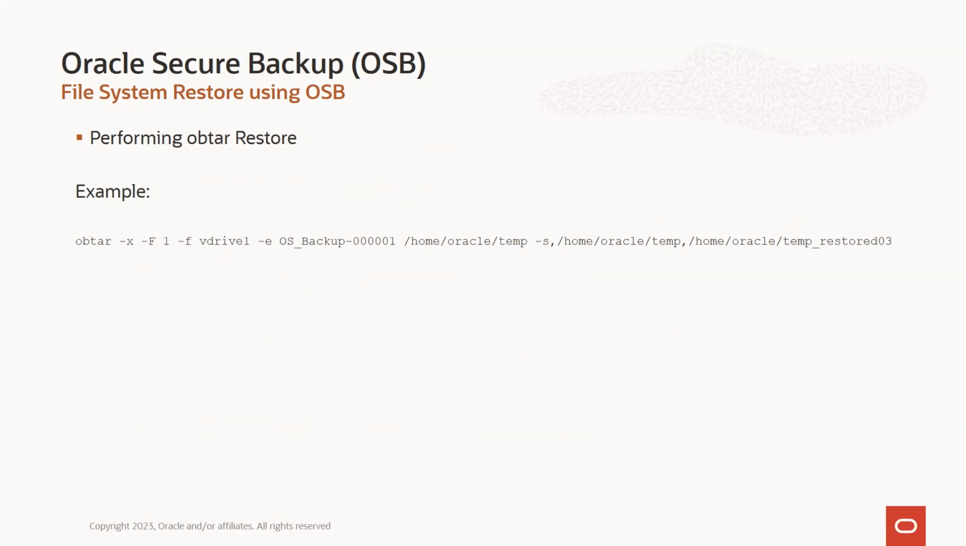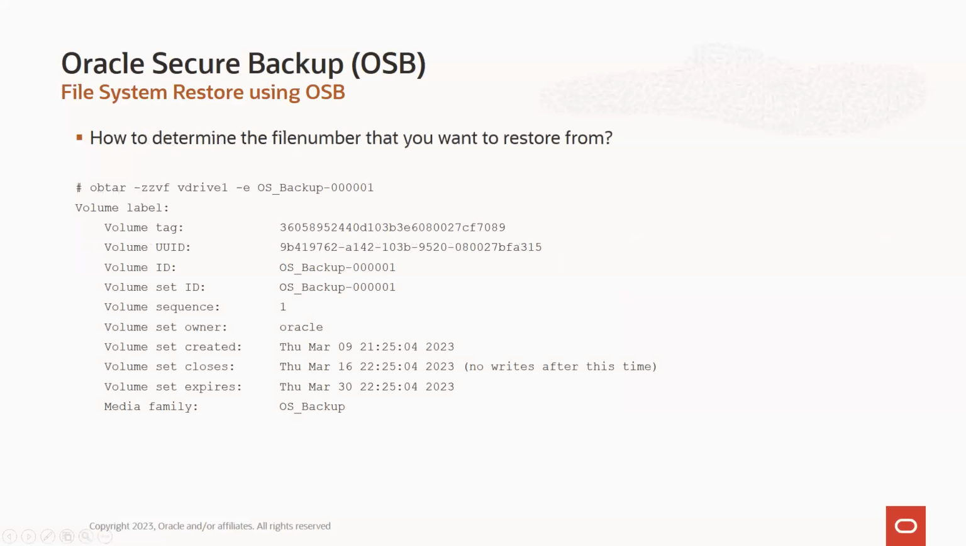So for obiter restore, you can run the restore outside obtool by using the obiter executable file. You pass in there -x, capital F, the file number, the tape drive, and the tape volume ID. Similarly with the catalog, the raw restore. So how do we determine the file number that you want to restore from? You can run the obiter -zzvf, and then the tape drive, and then the volume ID.